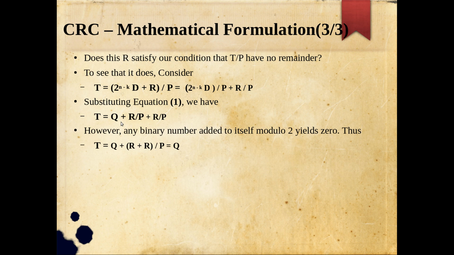So any binary number that is added to itself in modulo 2 arithmetic yields 0. So this part as a whole is 0, and that whole thing will converge to q. That is, there is no remainder, right? So this is our claim. That means when this t, which is composed of appending the CRC remainder to the original message, is sent to the receiver, if there is no error, if no bit is changed at all, definitely t is completely divisible by p, or the remainder is 0.